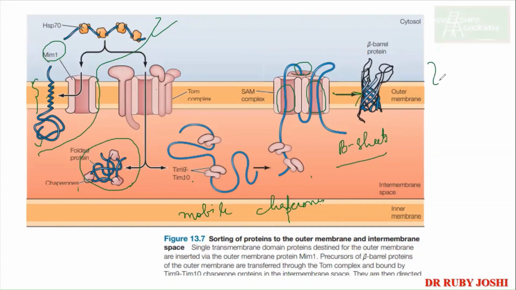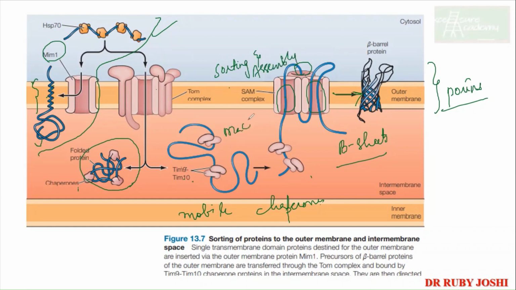Now, can you tell me this mechanism is for what? It is for your porins, correct? Just now we discussed that in the outer membrane, we have got the porins. And this is how the porins are inserted into the outer membrane. What is SAM here? It is your sorting and assembly machinery. Let me just write it over here. The sorting and the assembly machinery.